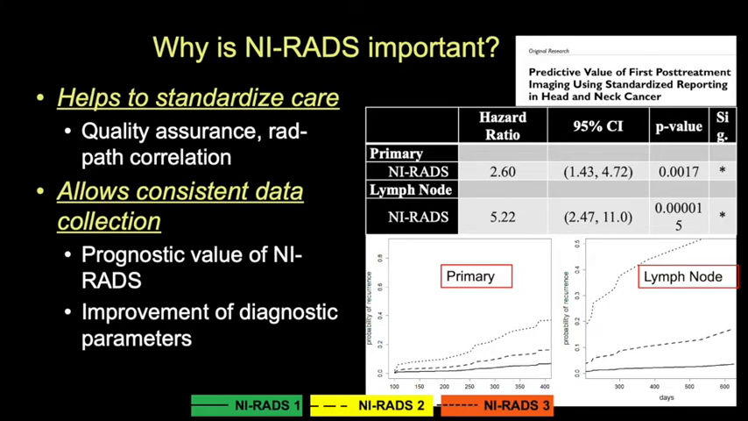NI-RADS allows consistent data collection. There have been several studies looking at the prognostic value of NI-RADS, and this is one of them. This graphically shows that increase in NI-RADS score demonstrates higher probability of recurrence over time.